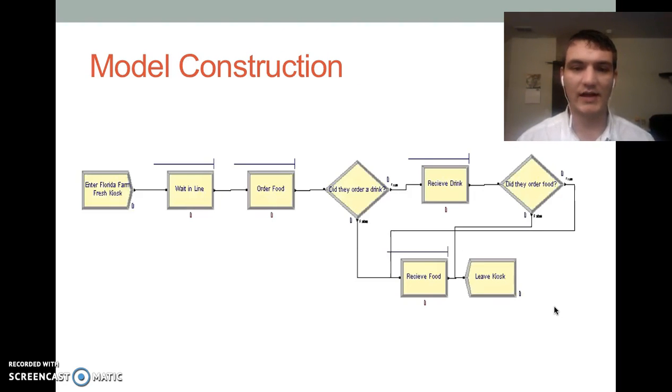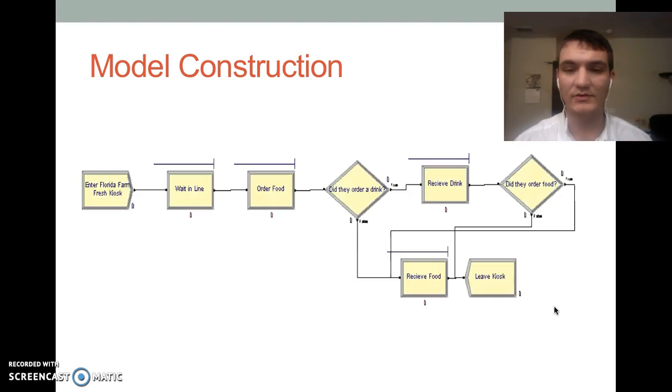So here is a look at how I created the simulation. Like I just said, you enter the Florida Farm Fresh kiosk. You would then wait in line, which is a part of what we are looking to extend and make another of. Next you would order the food from one of the registers, and in this case we're only using one register. Then the model makes a decision on whether they ordered a drink or not. If they ordered a drink, you would go to the next resource, which is to receive the drink. If not, you would receive your food and leave the kiosk.